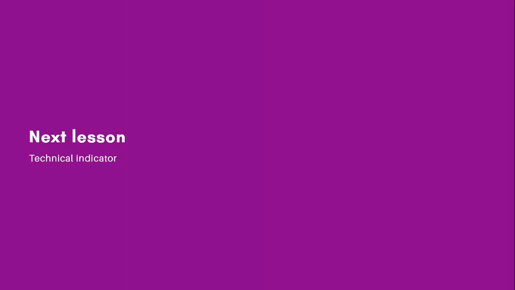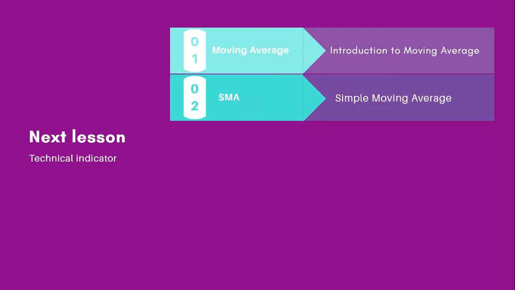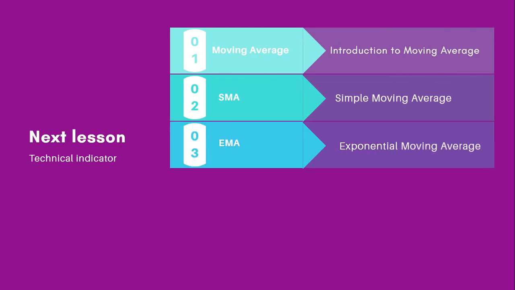In the next lesson, we are going to talk about technical indicators. Now, in the next lesson, that is in lesson 15, we are going to talk about one of the most basic and famous indicator called moving average. We are going to talk about what is moving average. Then we are going to talk about two different type of moving average. First, SMA or simple moving average, then EMA or exponential moving average.